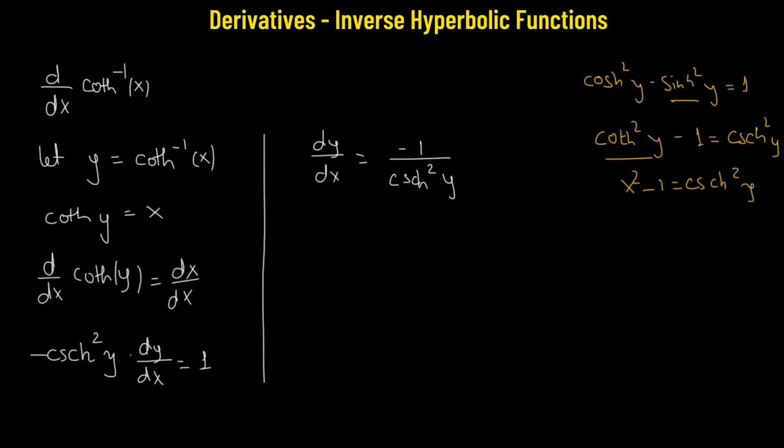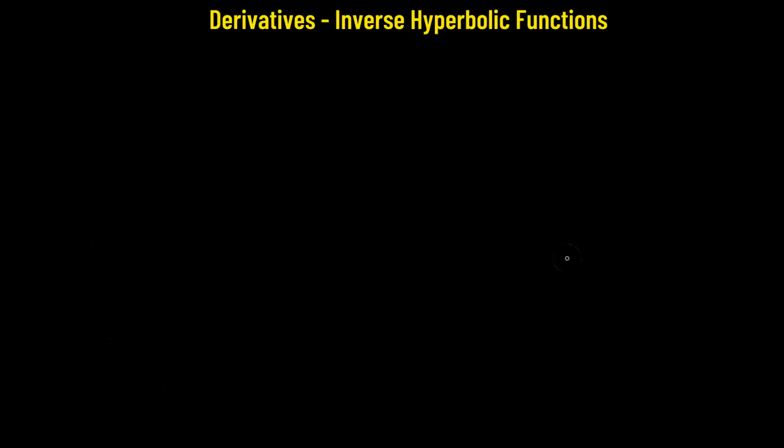Now let's replace this value here. So that means the derivative of the cot hyperbolic inverse function will be equal to negative 1 divided by x squared minus 1. Now let's determine the remaining two inverse trig functions. So we have the derivative with respect to x of secant hyperbolic inverse of x.